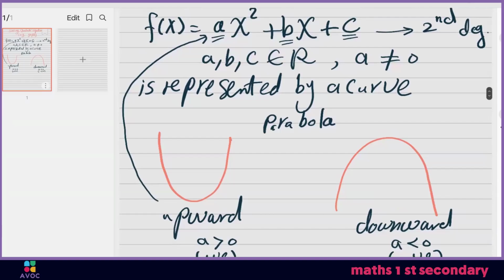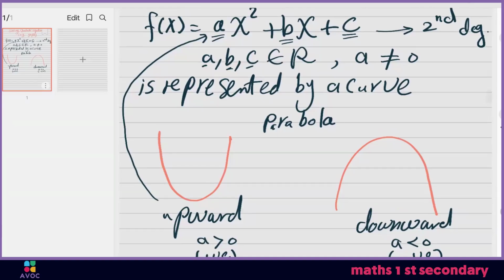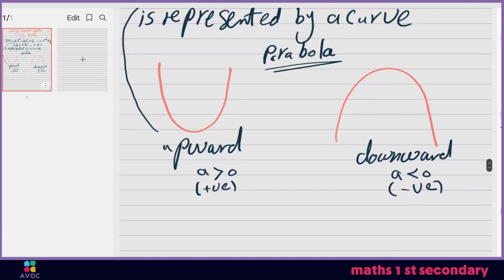So the quadratic function is a function of second degree in the form f of x equals ax squared plus bx plus c, where a, b, and c belong to R, and a is not equal to 0. It's represented by a curve called a parabola. The curve is opened upward when a is greater than 0, when a is positive, and downward when a is smaller than 0, when a is negative. Okay? Now we will try to graph a quadratic function.